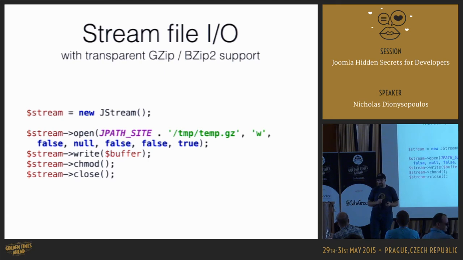Instead of just having a plain old file stream that you can get with PHP, you can use JStream, which allows you to automatically handle gzip content, bzip2 content, or plain old files transparently. So you just create your stream, do all your read-write operations, and everything is encoded and decoded magically.